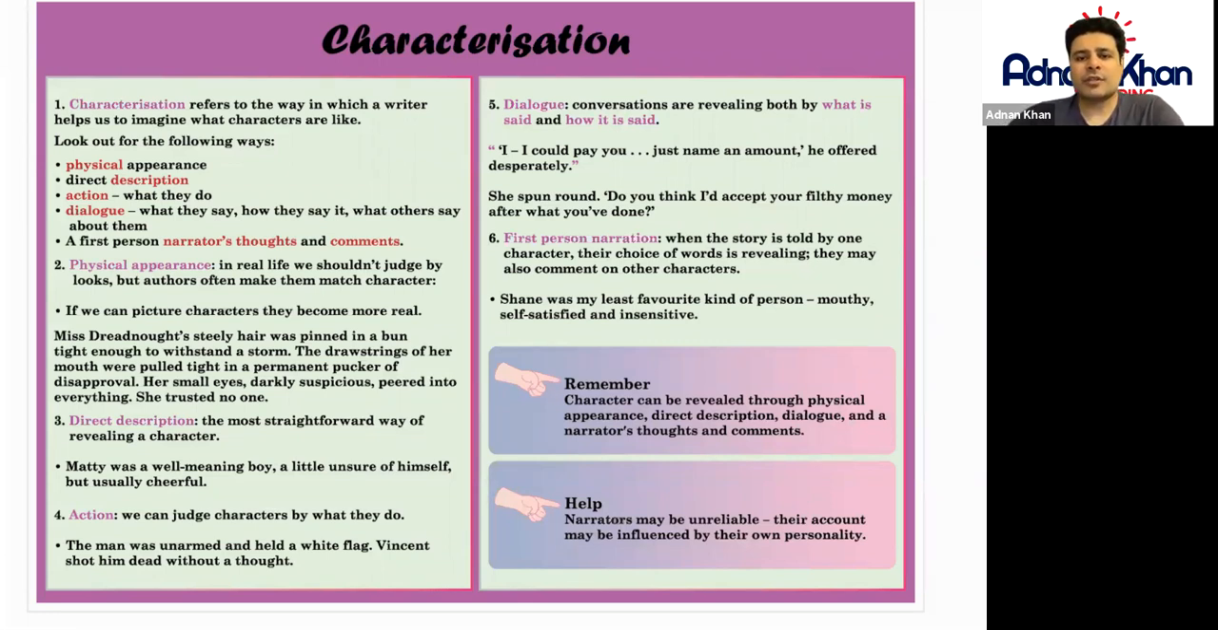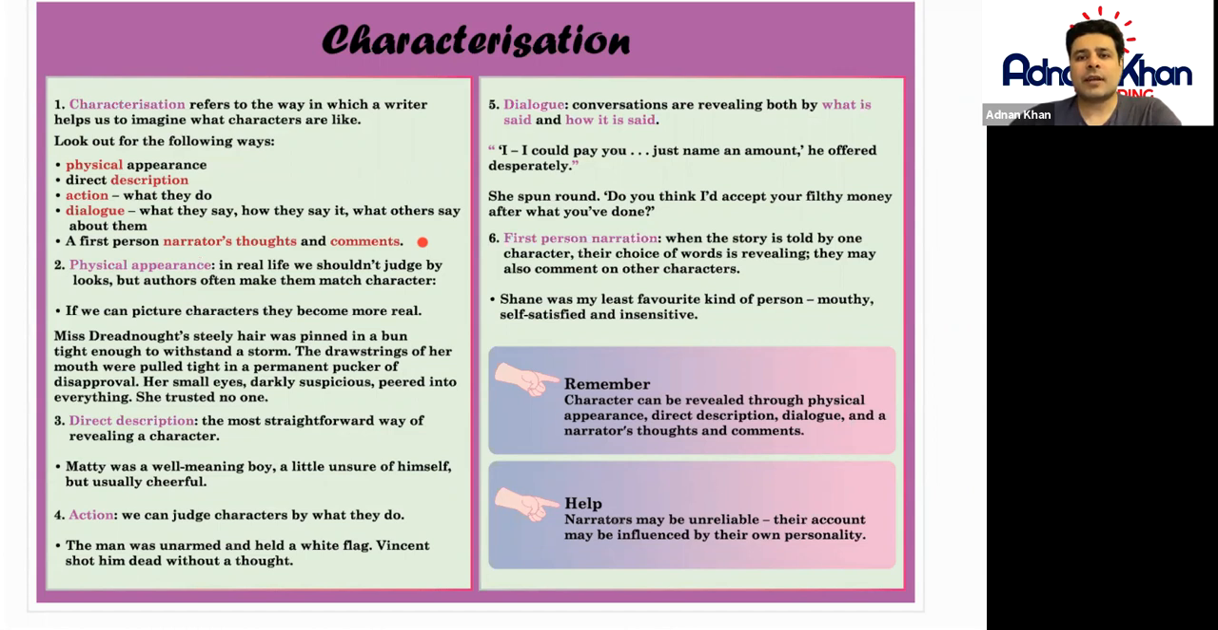Characterization refers to a way in which the writer helps us to imagine what characters are like. So look out for the following ways which describe character. Firstly, physical appearance. Secondly, direct description. Action, what they actually do. Dialogue, what they say, how they say it, and what others say about them. And the first person narrator's thoughts and comments on the particular character.